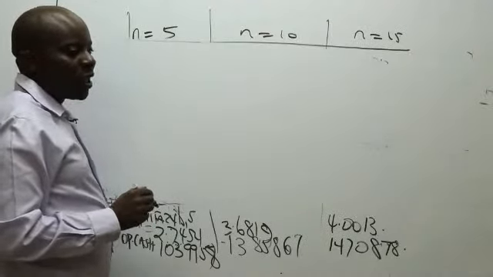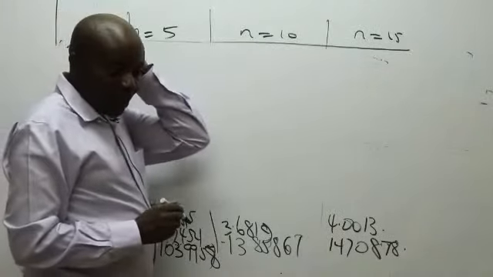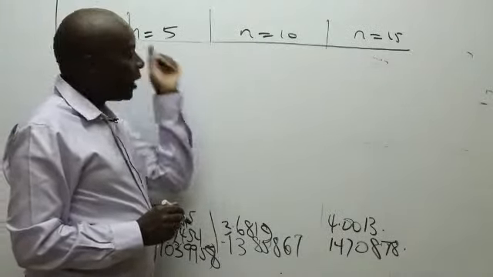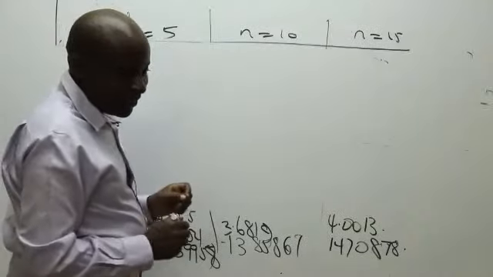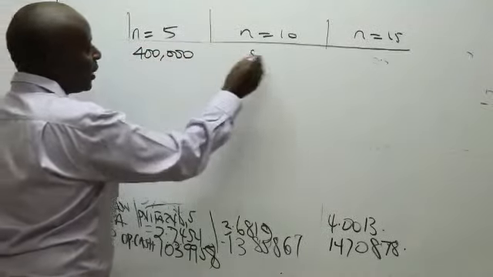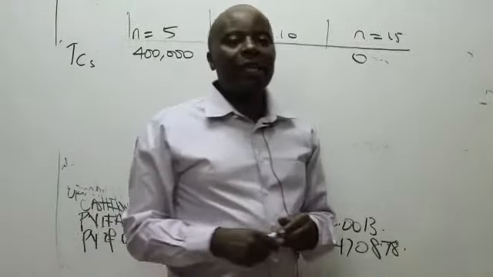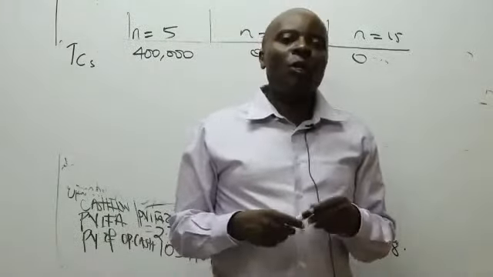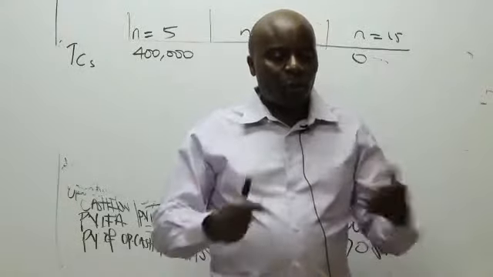So when N is 5, is there anybody who is able to remember what the scrap value was? If N is 5, what is the scrap value? 400,000. Thank you very much. And then, of course, the other scrap values were 0. Having identified our terminal cash flows, what should we do next?